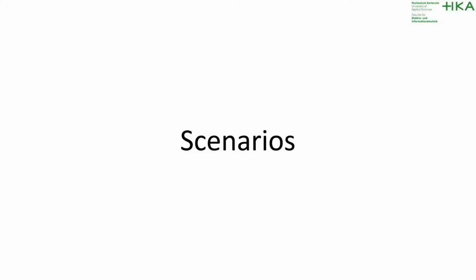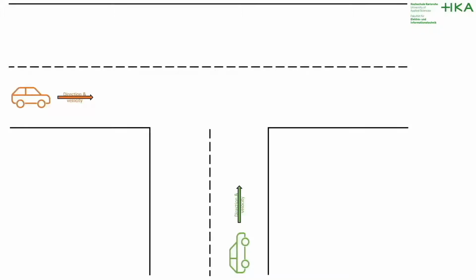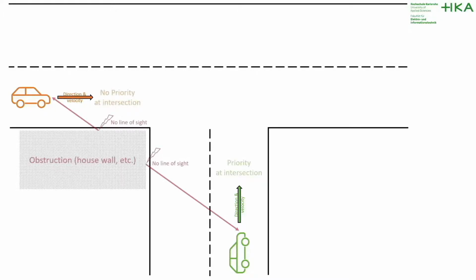Let us look at videos which show the benefits of the MQTT-EE architecture. Consider an intersection which is approached by two autonomous vehicles from different directions. The green vehicle has the right of way and the orange one must give way.